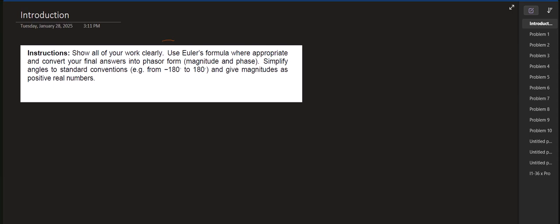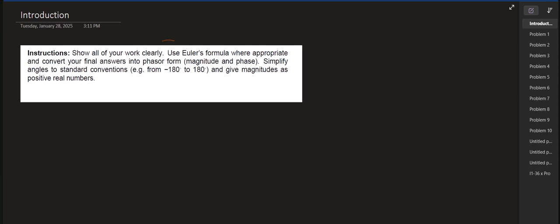So what I'm going to do today is review complex numbers with you. I'm going to teach you, or review with you, how to convert between rectangular and polar, and how to use Euler's formula and the standard conventions, and we'll be doing most things by hand.